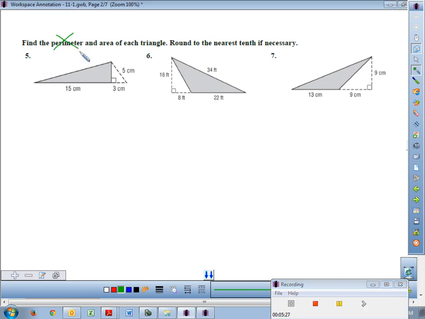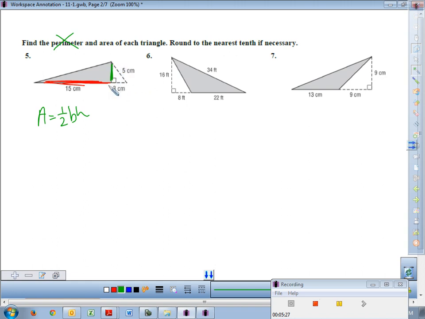Again, they ask for the perimeter and the area. We'll just find the area of a triangle. We've done this before. The formula is area equals 1/2 base times height. The triangle that they're talking about is the shaded one. So the base of the triangle is right here, 15. And the height, remember, has to be perpendicular to the base. That would be this one right here.